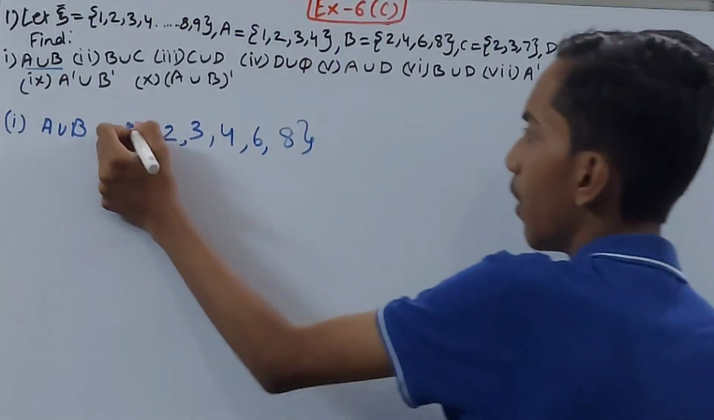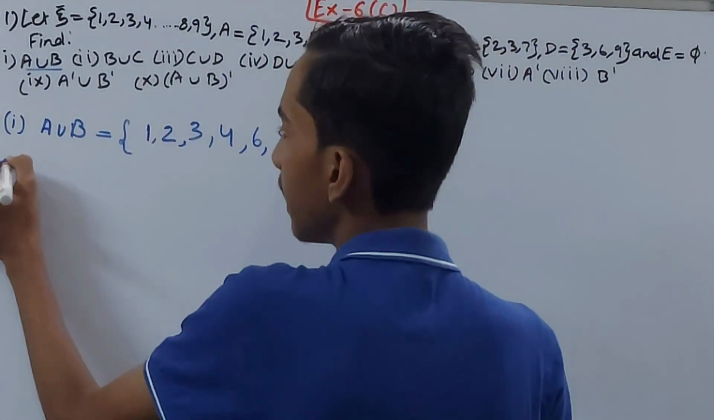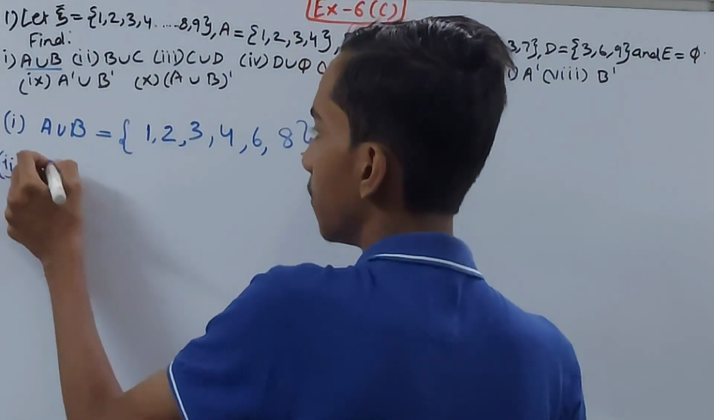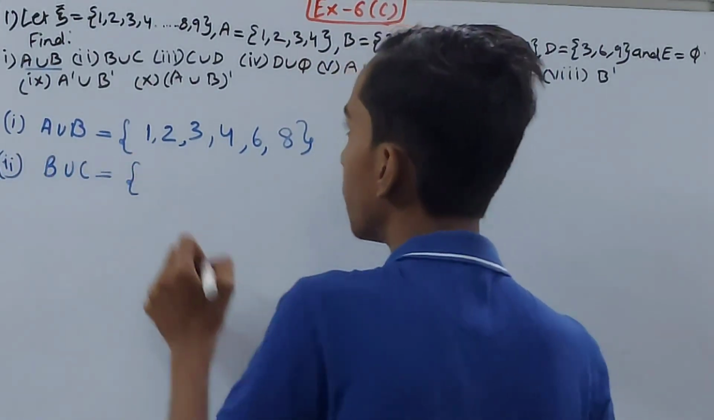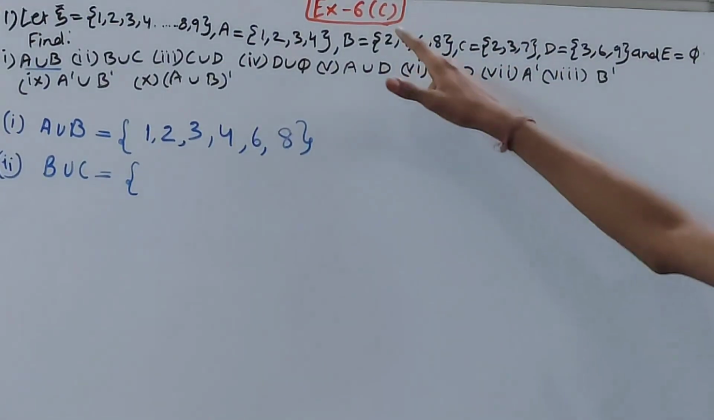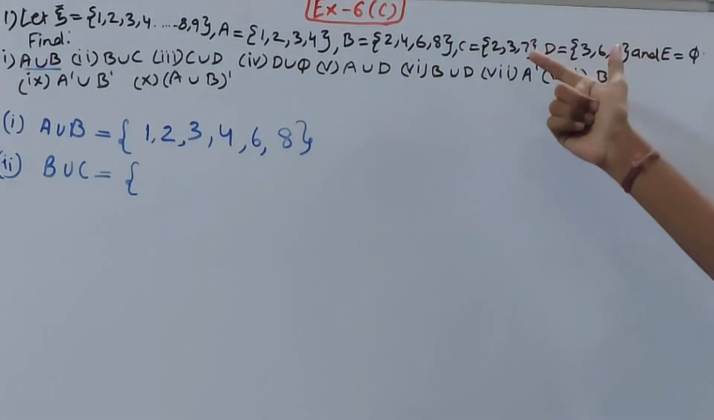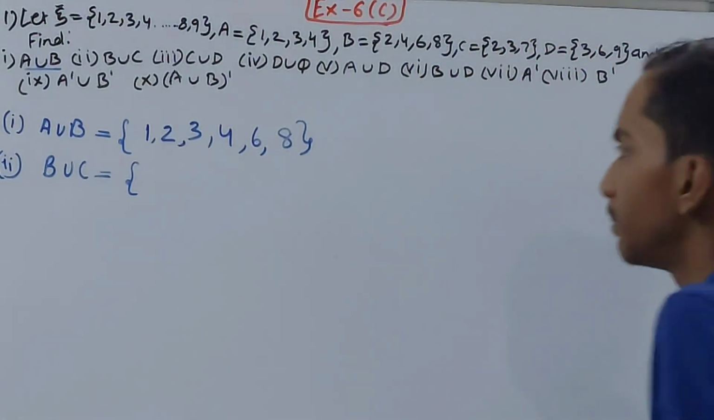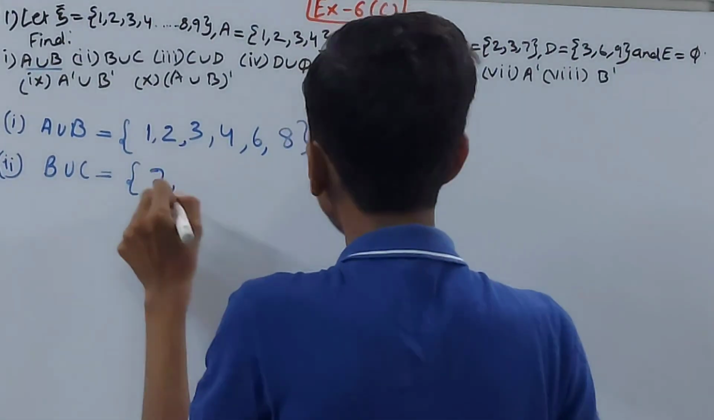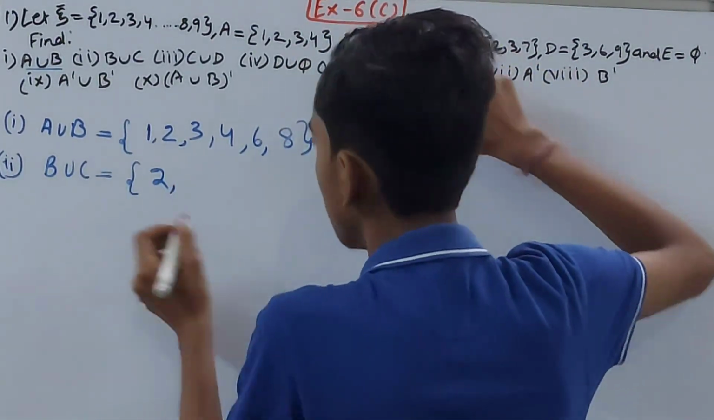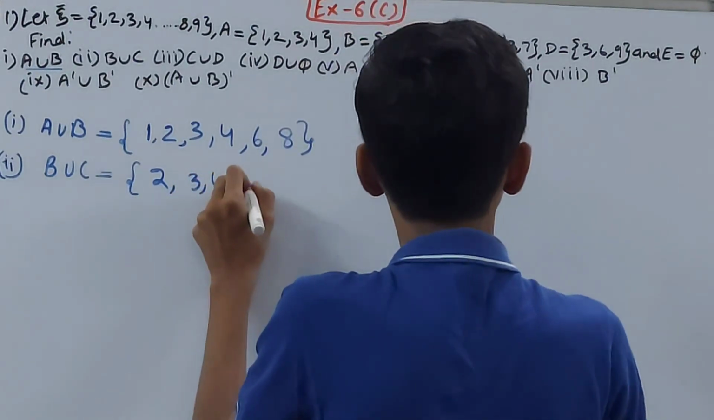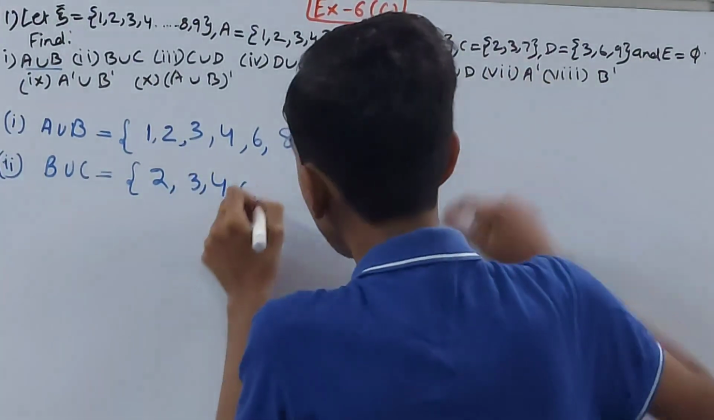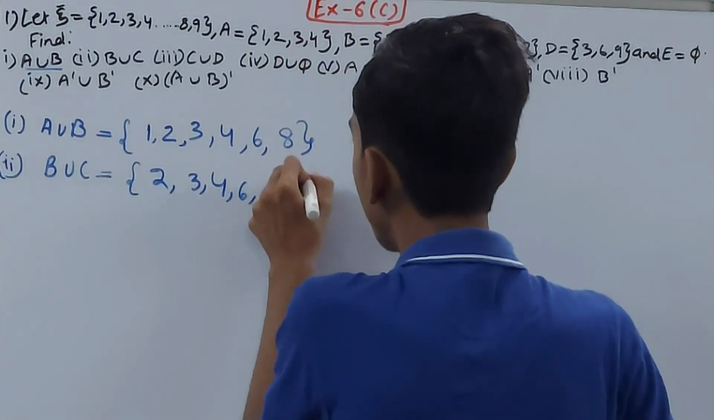Now look here, 2 is already done, 4 is already done, 6 is there and 8 is there. Now the second part is asking us the value of B union C. Look carefully, in B you have 2, 4, 6, 8 and in C you have 2, 3 and 7. Let's begin. We will have 2 here. 3 is here, 3 is not in B, so you can write it down. Then you can write down 4, then 6. 7 is also here, so 7 and 8.